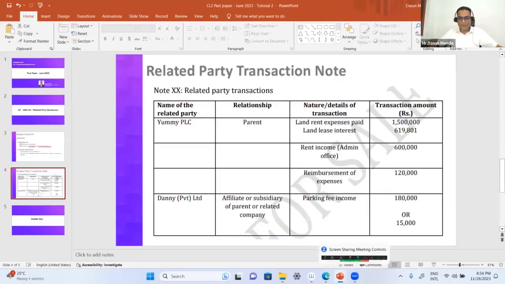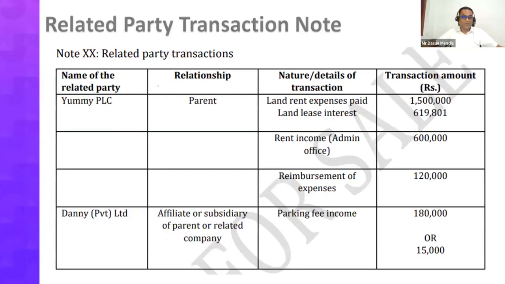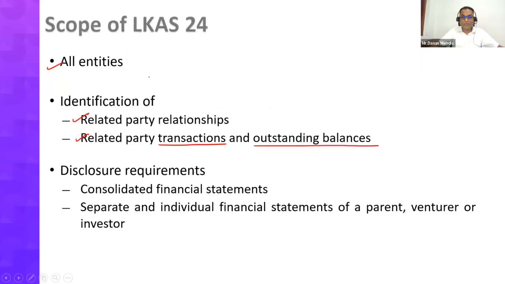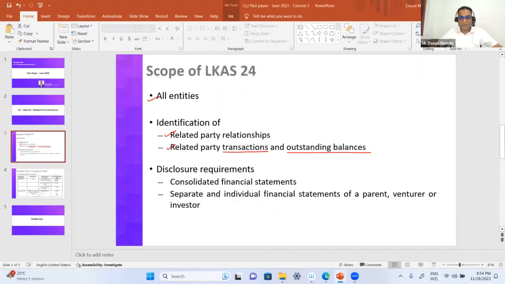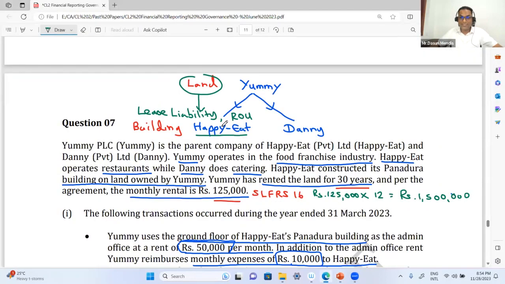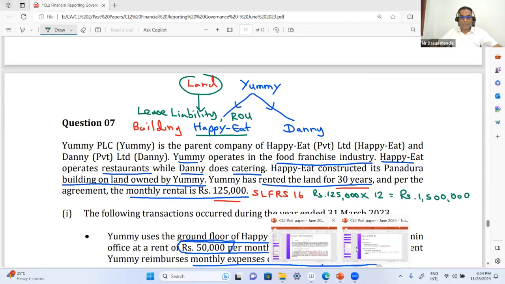Let me go to the answer. We have already discussed this. Now remember again, I'm reminding you, you are disclosing this information from the perspective of which company? From the perspective of Happy Eat, because the question is about Happy Eat. Happy Eat is the reporting entity for this question. A lot of students make the mistake of making the disclosure from the point of view of the parent company without reading the question. The question specifically asked from the perspective of Happy Eat.